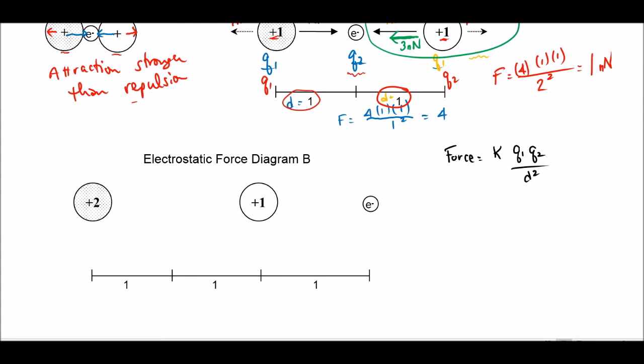Now I'm looking at diagram B. I'd like it if you would analyze this before I calculate it, but I'll start you off by saying, here's an attractive force. The positive is attracted to the negative. You can calculate the magnitude of that force. This plus 2 is also attracted to the electron. It's a greater distance, but it's a larger charge, so we should calculate what that force of attraction is.